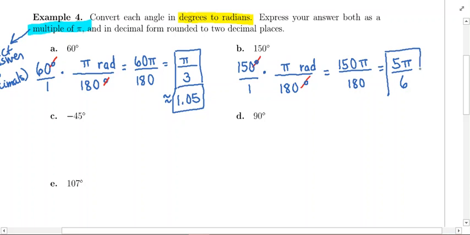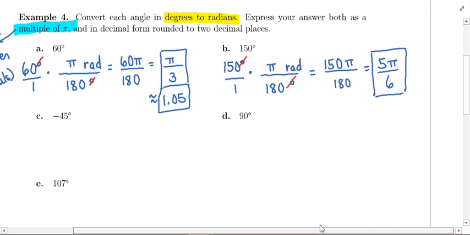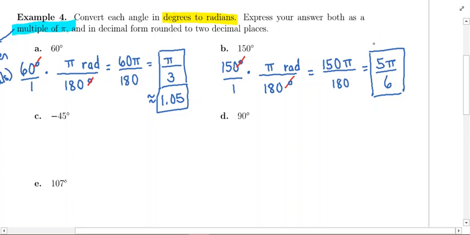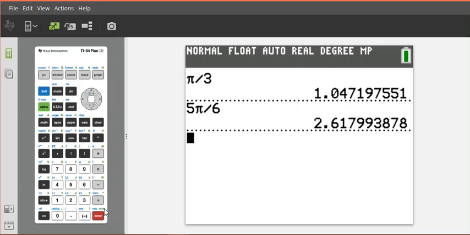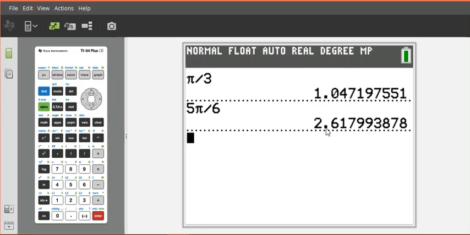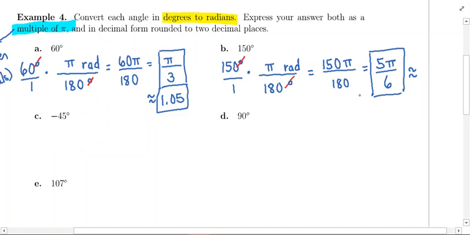Okay, again, we need to get a decimal approximation for this. This is the exact answer. This is the multiple of pi answer they're looking for. So we're going to go punch it into the calculator to get an approximation. Okay, so we're just going to do 5 pi divided by 6. Okay, round this to 2 decimal places. So we've got 2.61. After the 6.1 comes a 7, so we need to bump it up to 2.62. Okay, so this is approximately 2.62 radians. Okay, so there's your approximation.